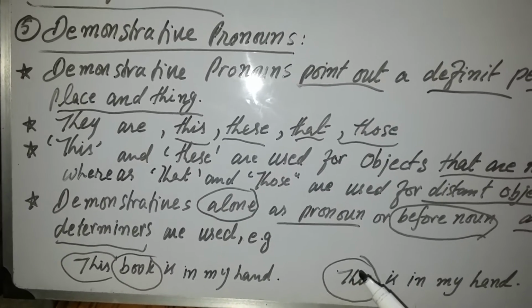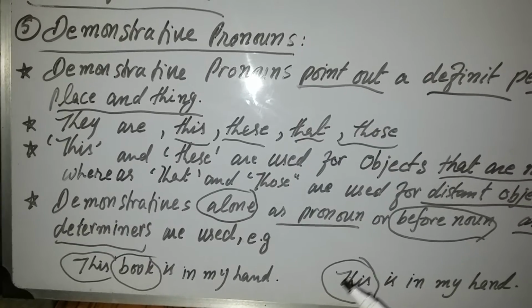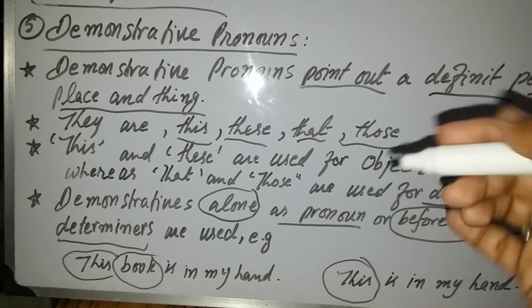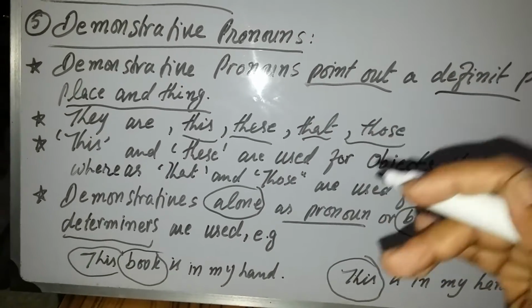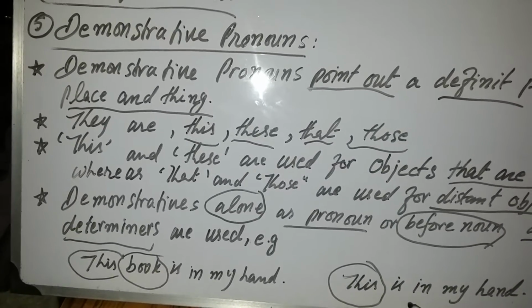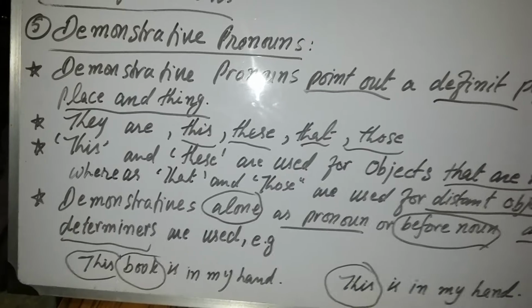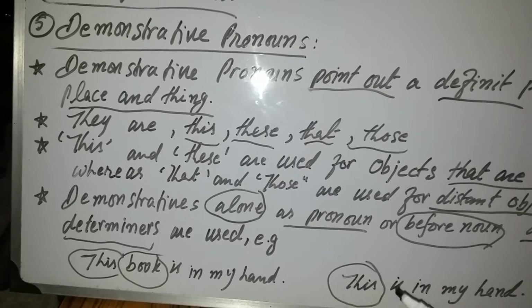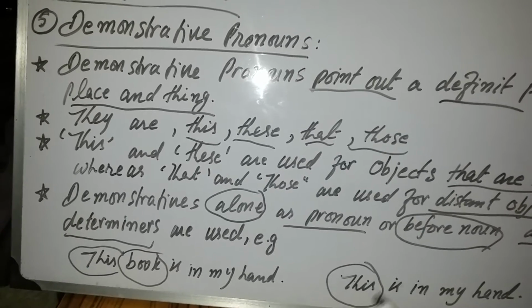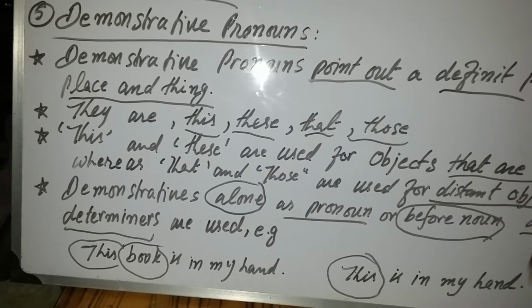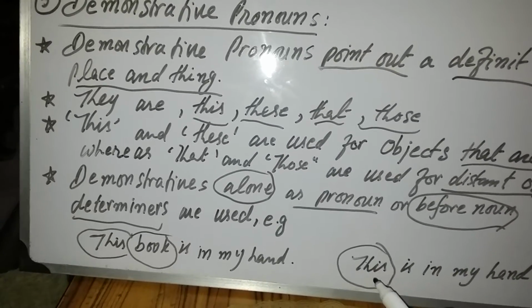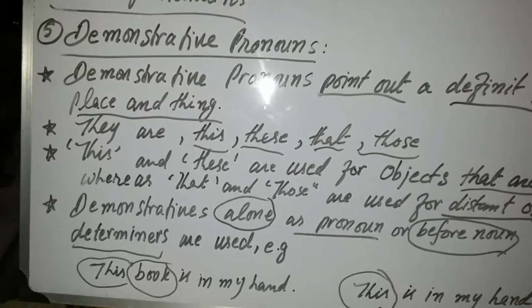As I told you, pronouns are all those words which we use instead of a noun, and when we use a pronoun, it means the noun has already been mentioned. For example, in the sentence "This is in my hand," what is in my hand? It means something has been mentioned before. For example, you can say, "Where is the book?" "This is in my hand." So book is not mentioned in this sentence, but the word this is mentioned.